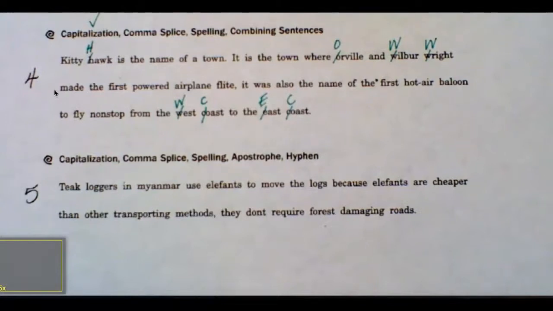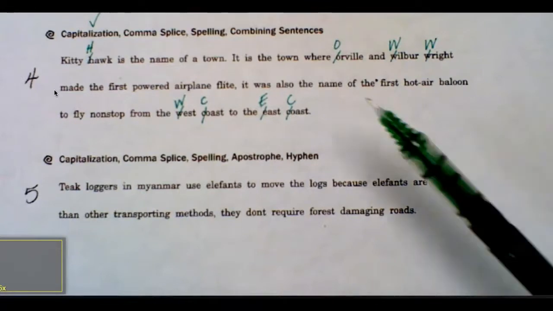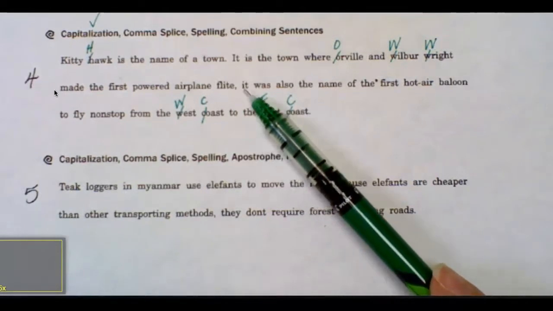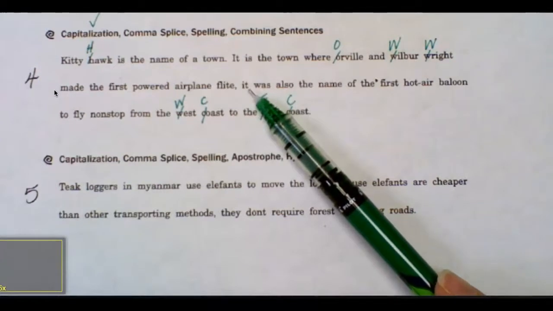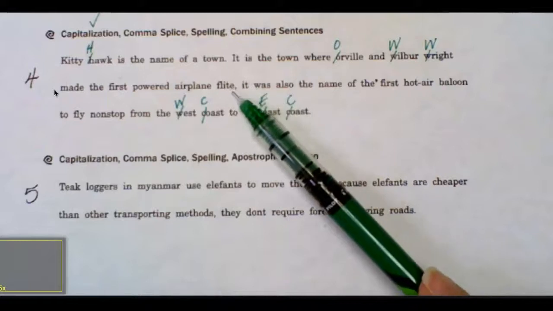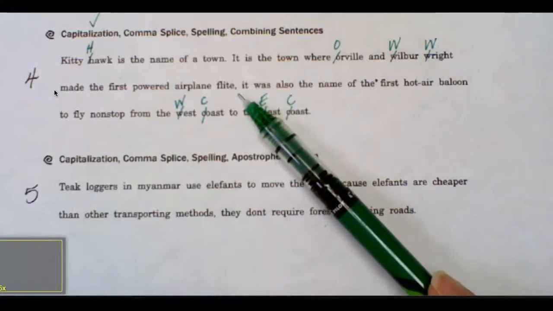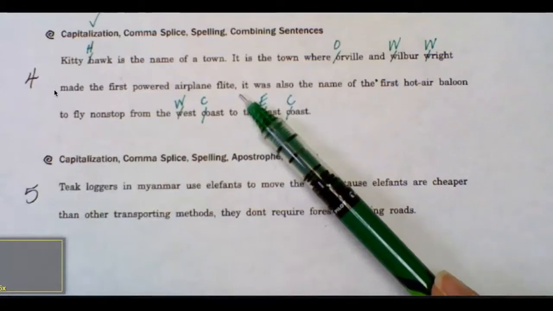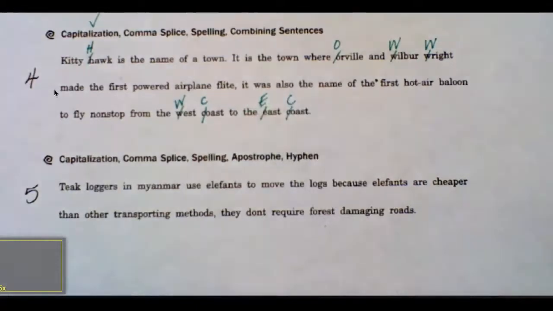Next, we need to also address our comma splice. The comma splice takes place right after flight and right before the word it. This comma marks the end of the first sentence and the beginning of a second. Okay? We cannot combine these two complete sentences by just using a comma alone. It's simply not strong enough. So we can replace this comma with a semicolon.